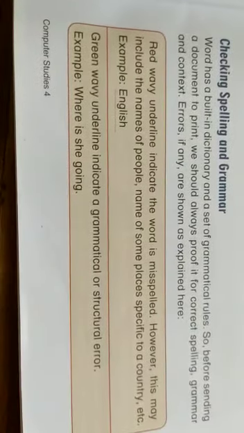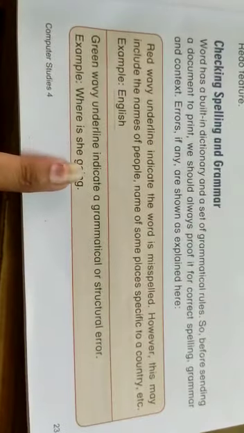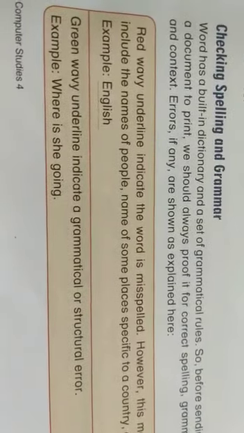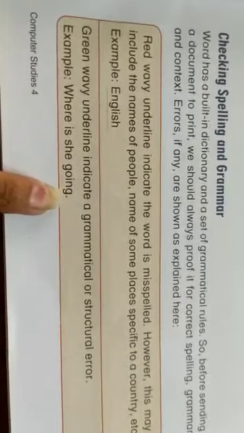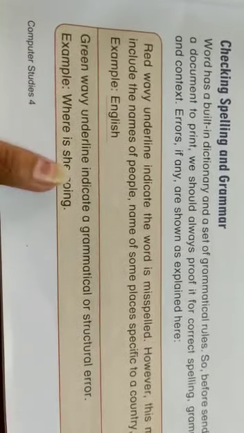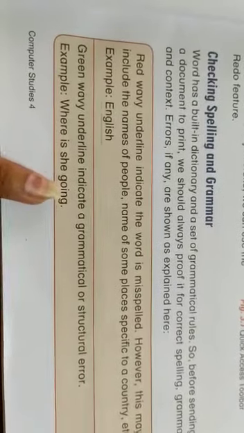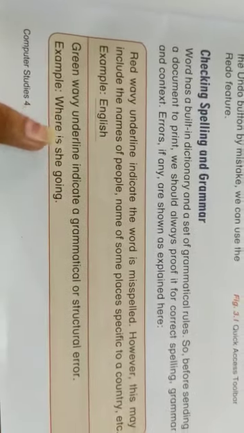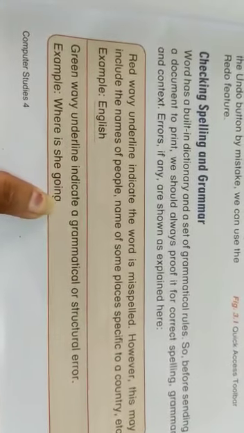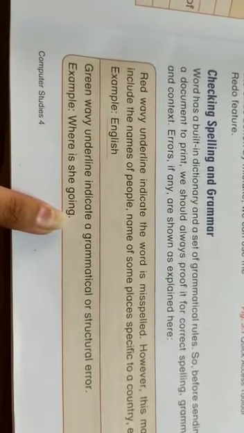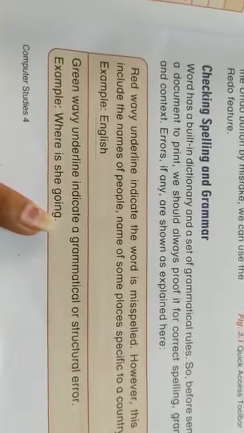A green wavy underline indicates a grammatical or a structural error. If a green wavy line is there, it means you have written wrong grammar or a structural error is there. Where is she going. Here it should not be a full stop. Where is she going, it should be a question mark. The English is correct, but you should put a question mark. Whenever we ask a question, we put a question mark and we don't put a full stop. So the computer will give you a green wavy line.